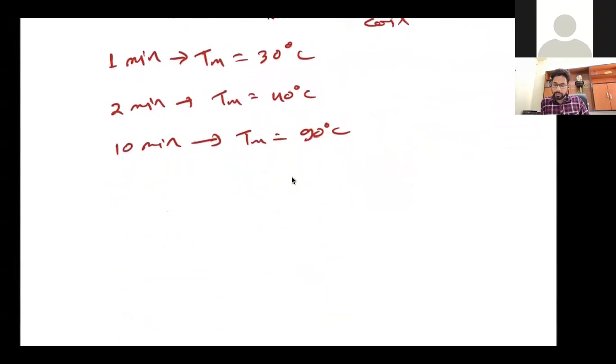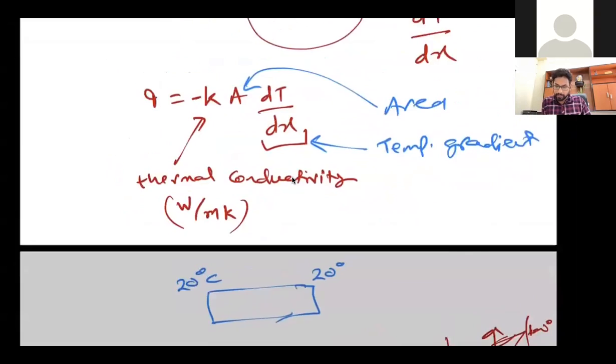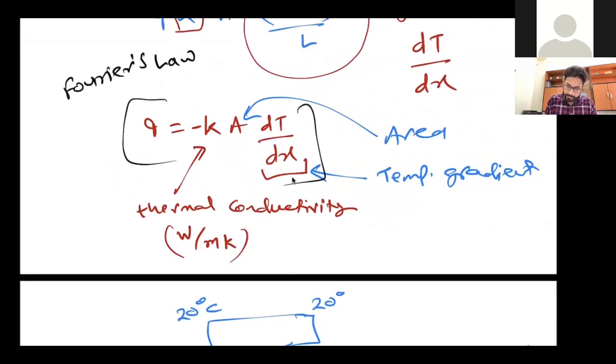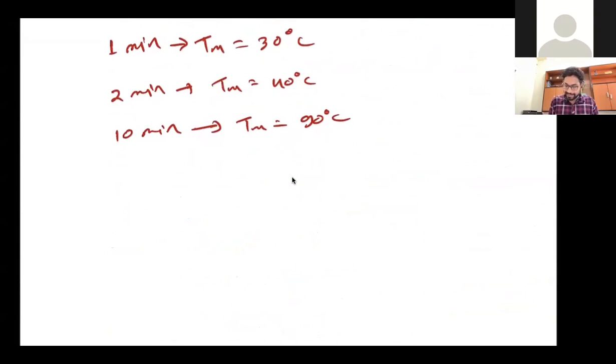For that, we need to use a separate equation. We can't simply use the first equation that we discussed. By the way, this is called Fourier's law, Fourier's law of heat conduction. All right. So now we have to consider the transient effect, which is also called the unsteady state effect.